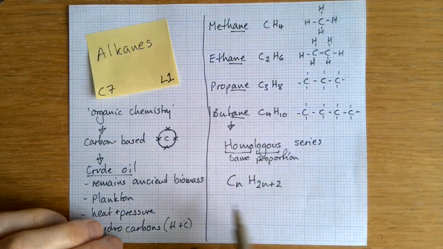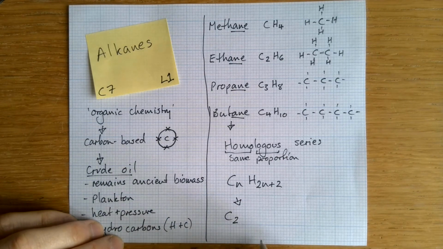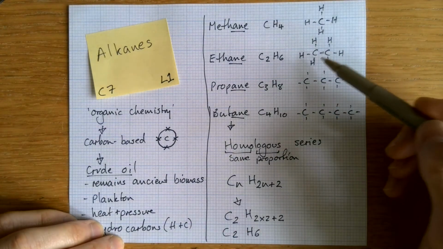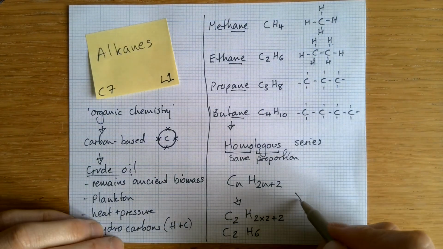Let's do ethane. If we were to use this, we'll do 2 examples. C2, H, 2 times 2 plus 2. 2 times 2 is 4, plus 2 is 6, C2H6. Let's have a quick look. C2, 1, 2, 3, 4, 5, 6. Formula works. Let's try one more.